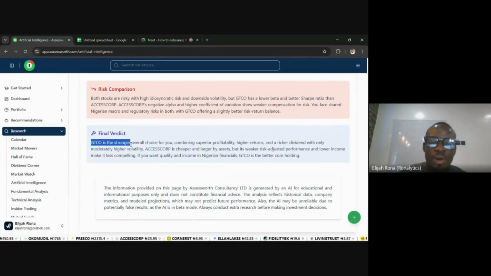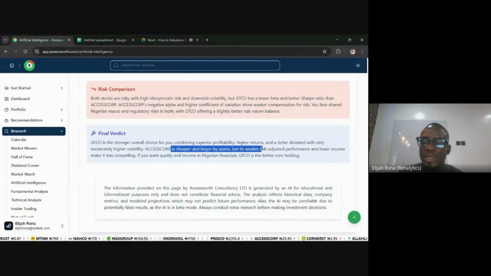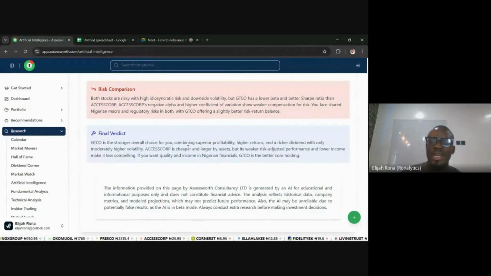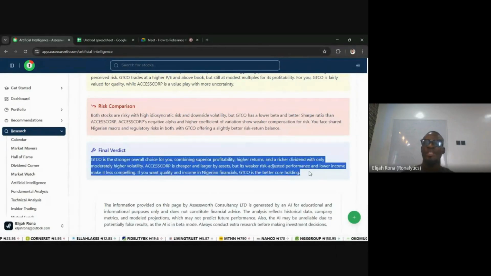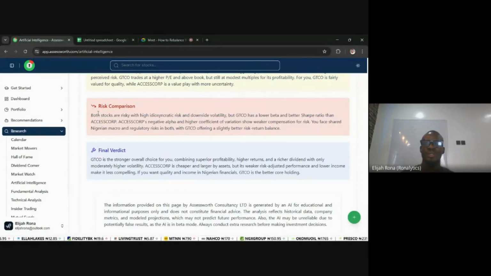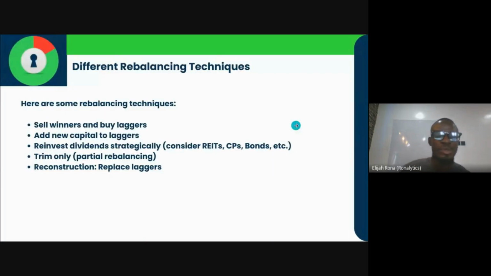GT Bank is the stronger overall choice for you, combining superior profitability, higher returns, and a richer dividend with only moderately higher volatility. Access Corp is cheaper and larger by assets, but its weaker risk-adjusted performance and lower income make it less compelling. If you want quality and income in Nigerian financials, GTCO is the better call for you. So you have seen some reasons why GTCO is superior. If you want to know the risk, you can read this one, but I hope that you've been following so far. So basically, this is it.